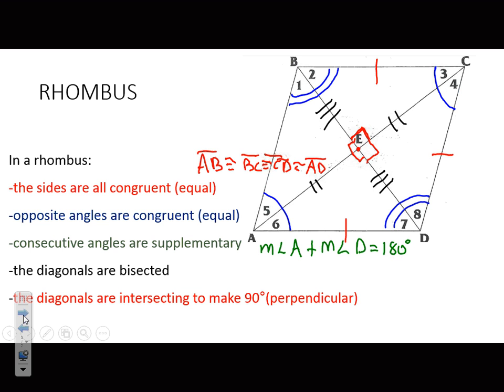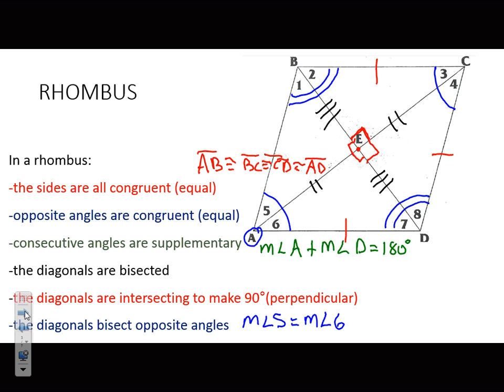Okay? And one more, the diagonals bisect opposite angles. So what that means, bisect means cut in half. So if I'm looking right here at angle A, if I cut that in half, the measure of angle 5 is going to equal the measure of angle 6. I'm cutting the angle in half, so they're both going to be equal to each other.